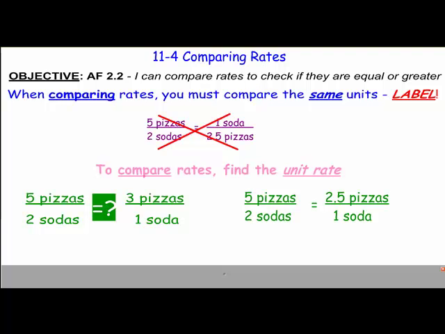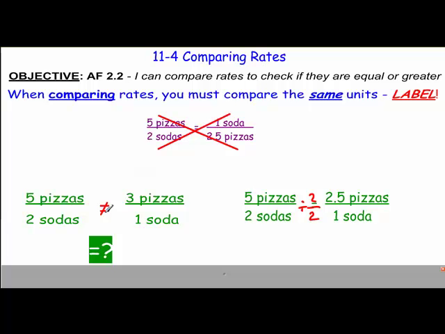Well, the unit rate is 1, so how do I turn 2 into 1? I'm going to divide by 2. 2 divided by 2 is 1. 5 divided by 2 is 2.5. Therefore, if I divide this by 2 as well, 2 divided by 2 does equal 1, but 5 divided by 2 does not equal 3. So if we found the unit rate, we can find out that a ratio of 5 to 2 is not equal to 3 to 1. It's 2.5 to 1.